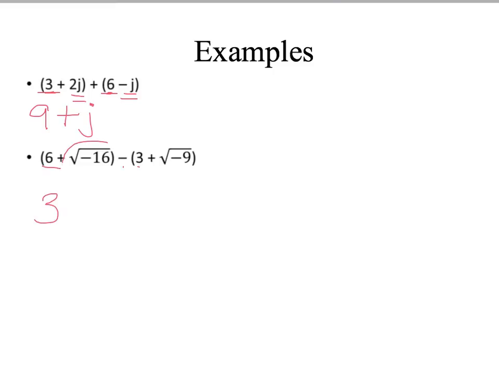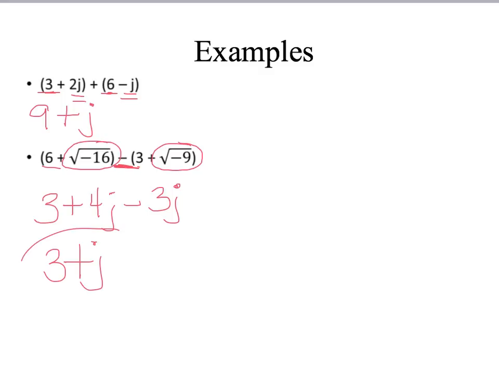And then here we're actually going to need to do a little bit of simplifying. So this is plus 4j minus, since I'm subtracting, 3j. So 3 plus j is what we end up with here.